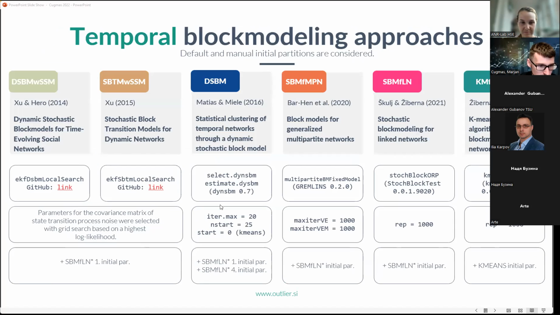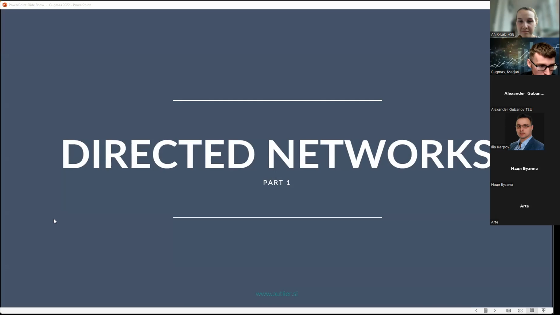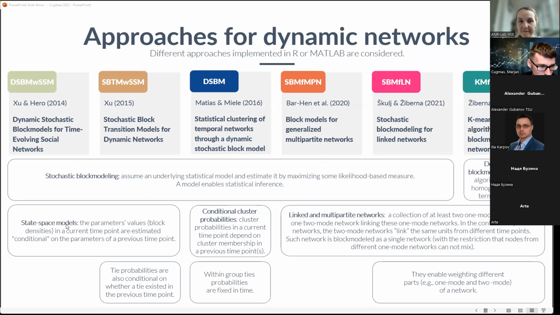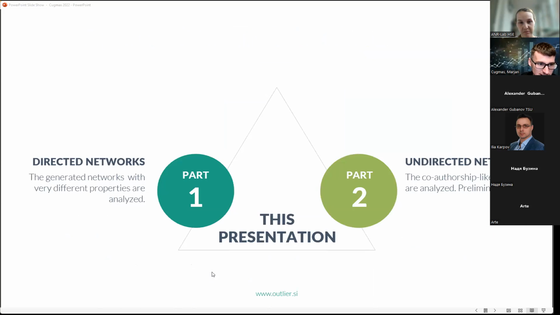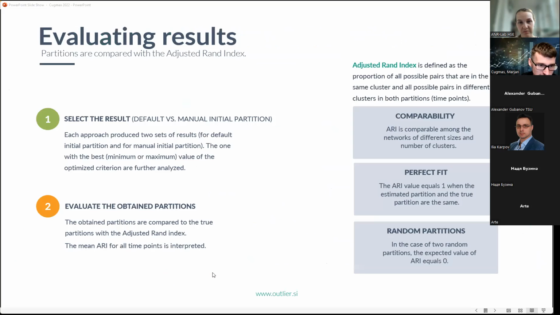assumes... where is it? Yeah, here it is. Type probabilities are conditional on whether within group ties probabilities are fixed in time. This means that this block modeling approach assumes that block model type does not change in time.